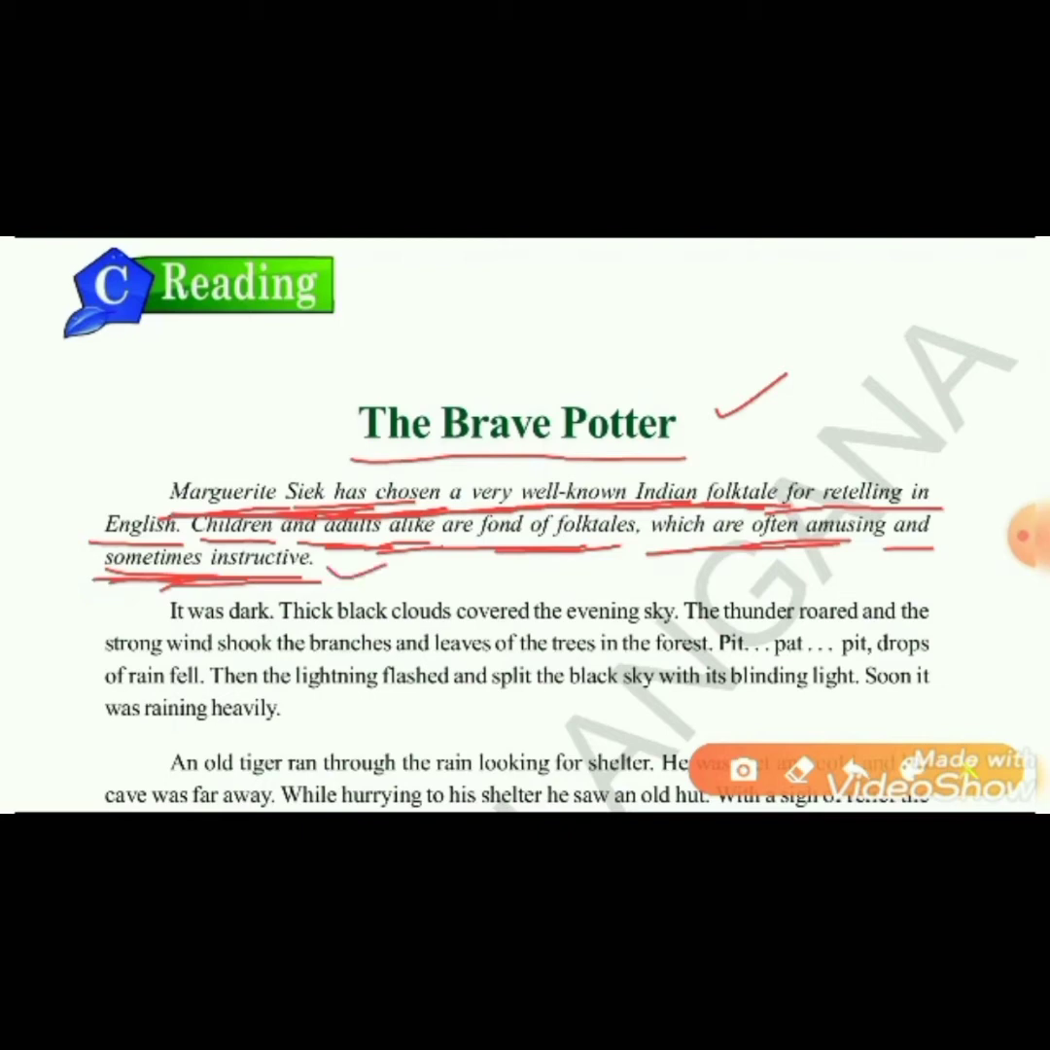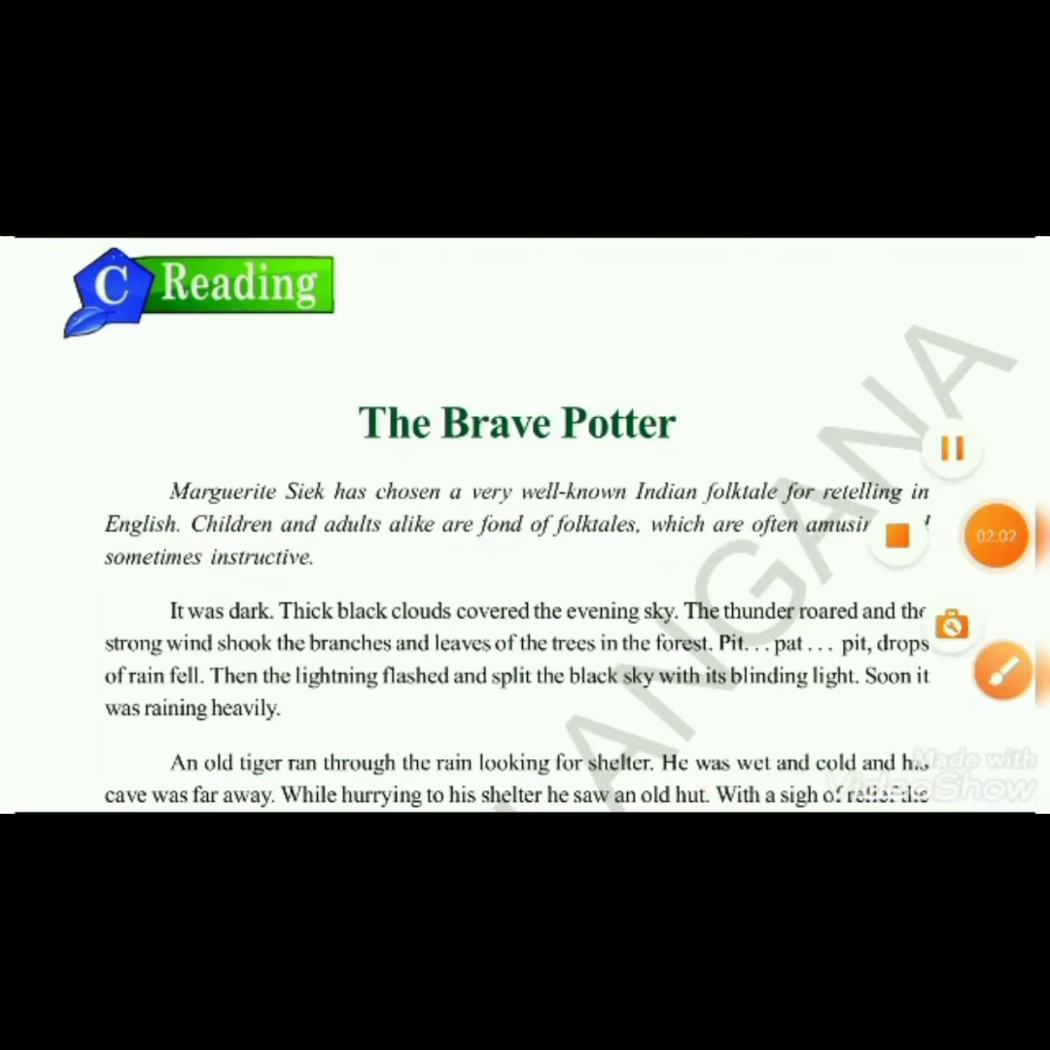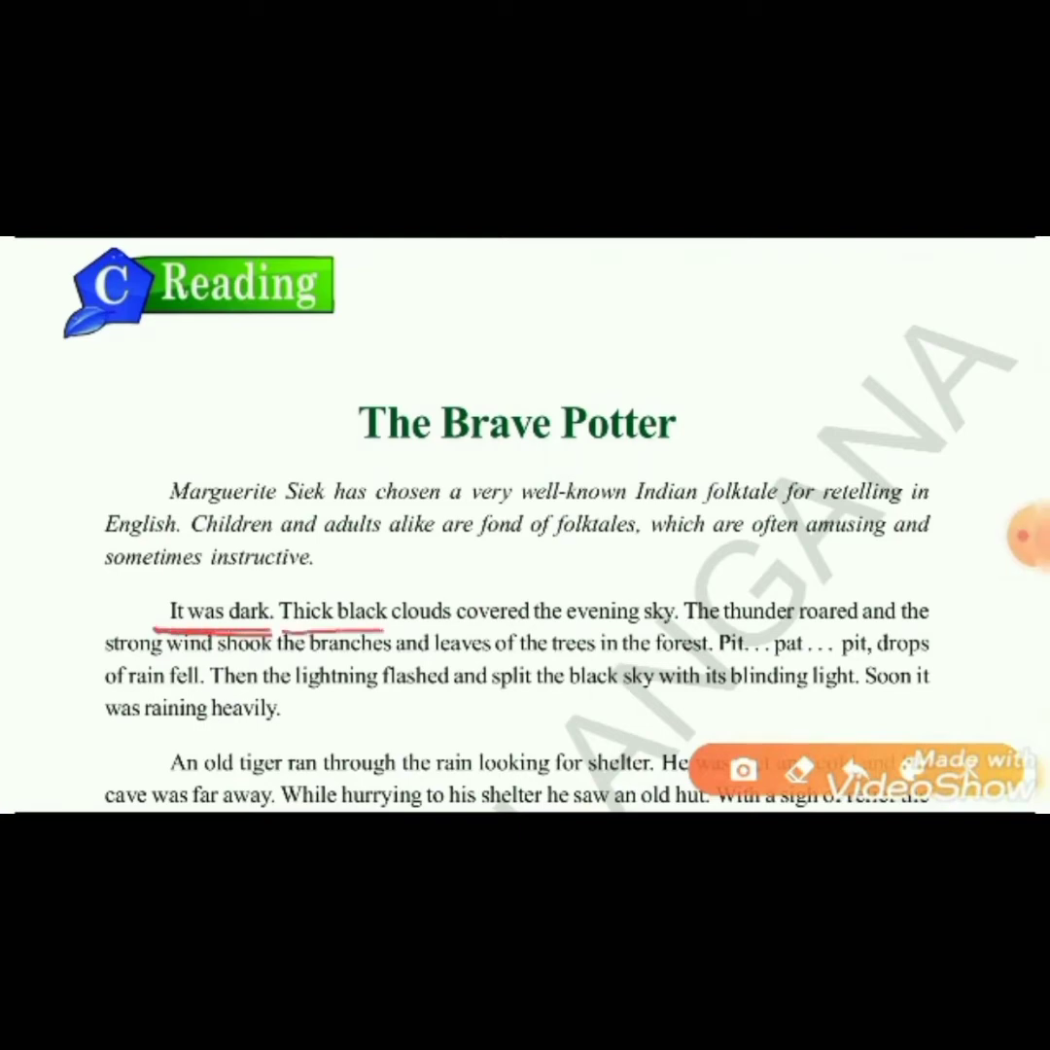So who is the author of this Brave Potter? How did he translate these kinds of stories? What kind of story is Brave Potter? What is the use of stories? These are some of the questions you will have to answer in your notebook, for these small one-line questions also. Let's get into the actual story.